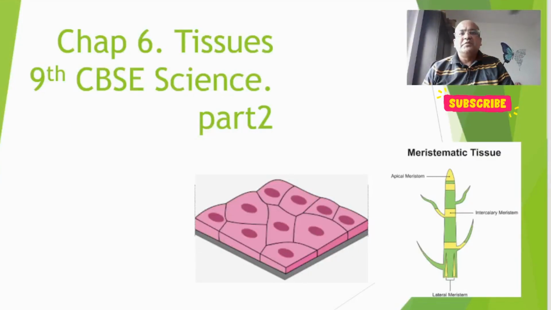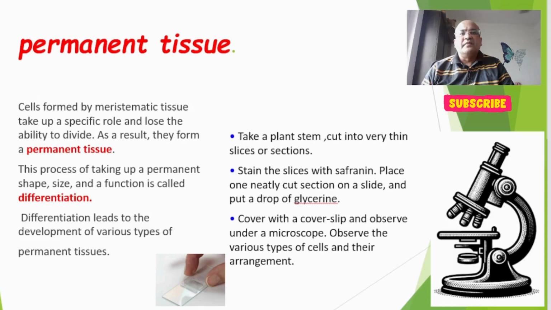We were doing chapter number 6, Tissues, of class 9 CBSE science. Let's continue. Last time we have done meristematic tissues. Let's continue after that. Today we are going to see permanent tissues.